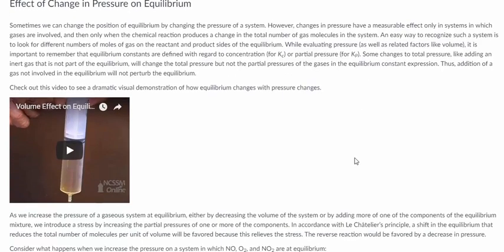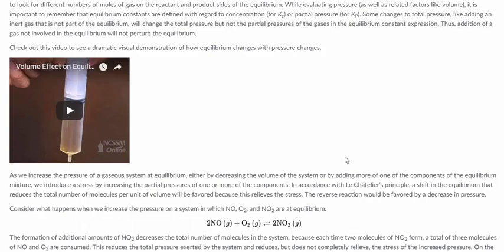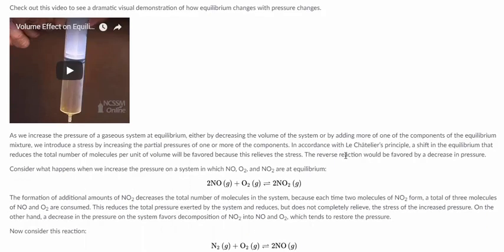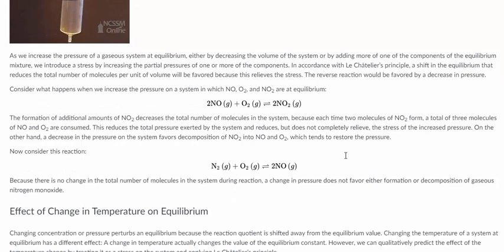Changing a pressure will also change an equilibrium or shift an equilibrium, especially for gases. Now, if we increase the pressure of a gaseous system that is at equilibrium, we will shift the equilibrium towards the side with the fewer number of gaseous molecules. So, for example, this equilibrium here, 2NO plus O2 reacts to form 2NO2. The reactant side has 3 moles of gas, and the product side has 2 moles of gas.